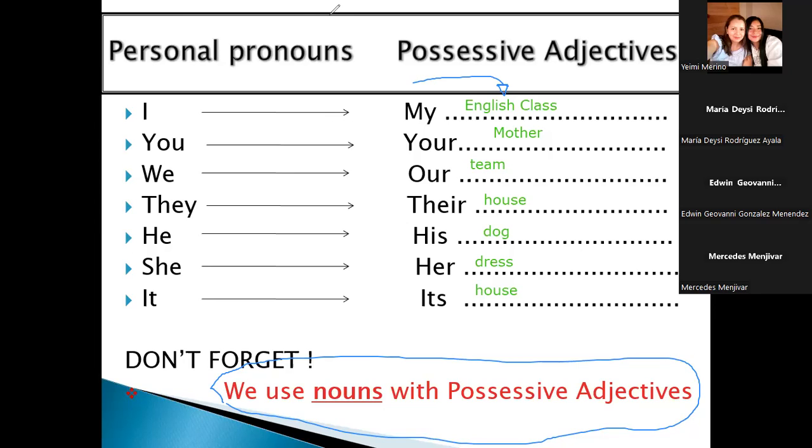I think I have one on the chat. My car is black, okay? Well, my dress is cool. I like it, Maribel. My dress is cool, you know? Nice, we have two. You can use some other. You can say her, our, their. You can use all of them too.